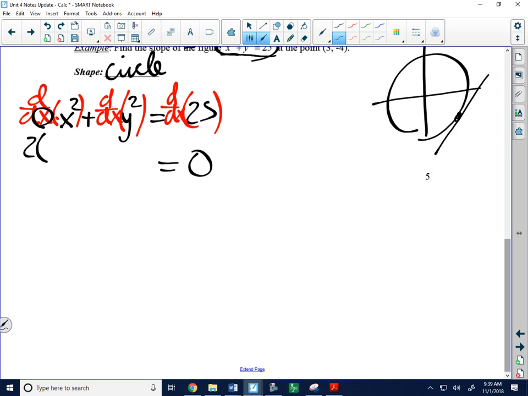Really, if you want to see my work, it's this times the derivative of x with respect to x, which is 1. But we don't need that. The derivative with respect to x of x squared is 2x. This one, though, will need a little chain rule.